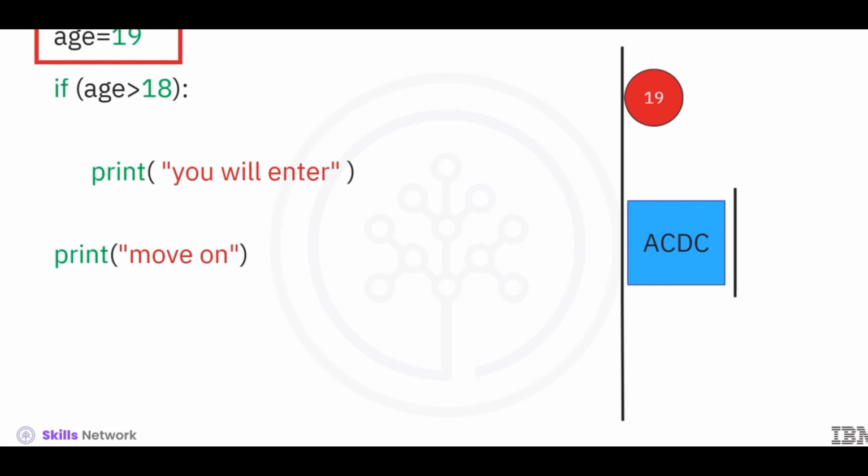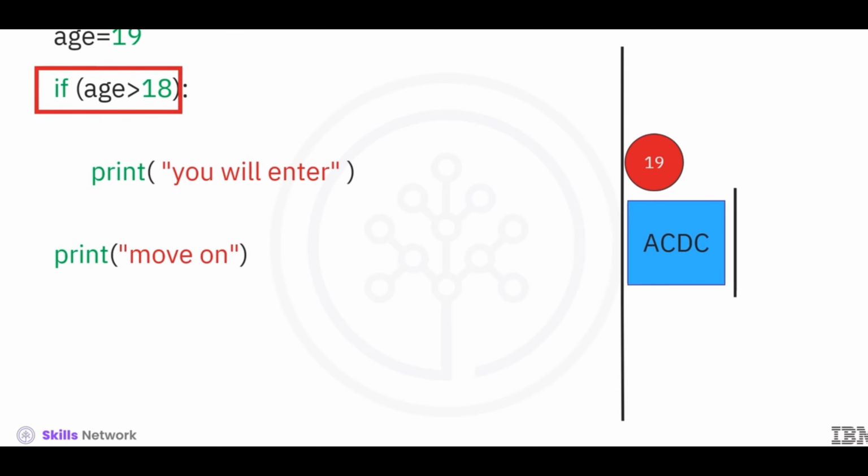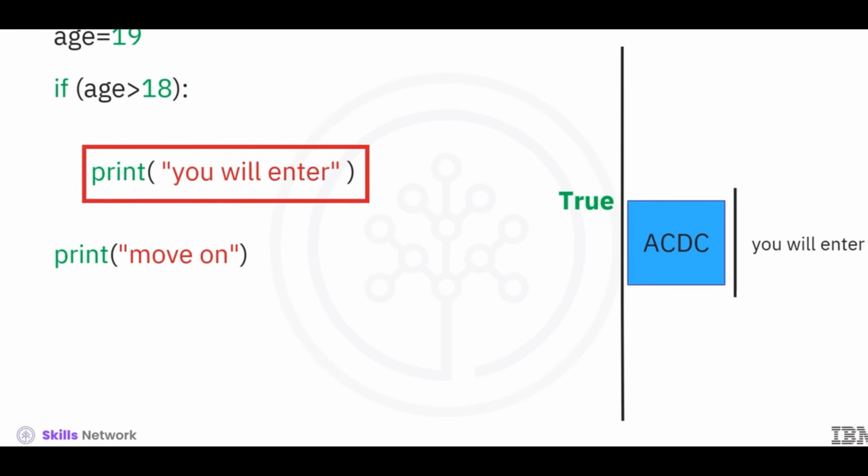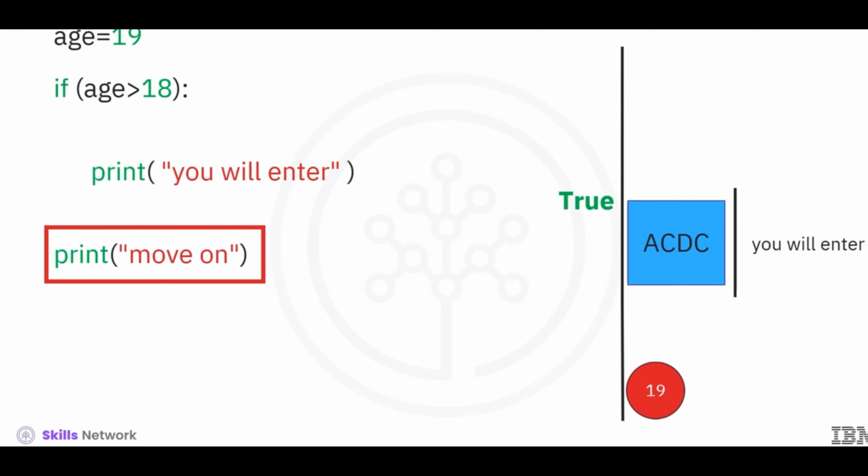For the case where the age is 19, we set the value of the variable age to 19. We check the if statement. The statement is true. Therefore, the program will execute the statement to print, "You will enter." Then it will just print, "Move on."